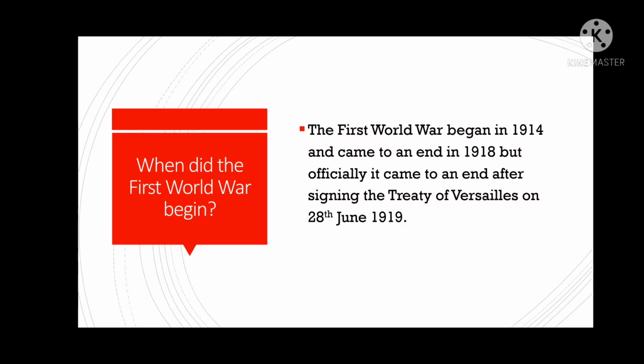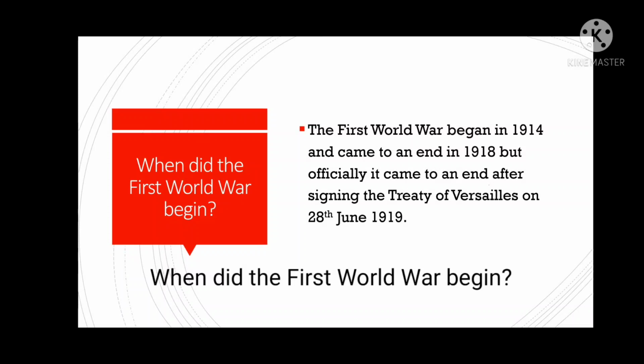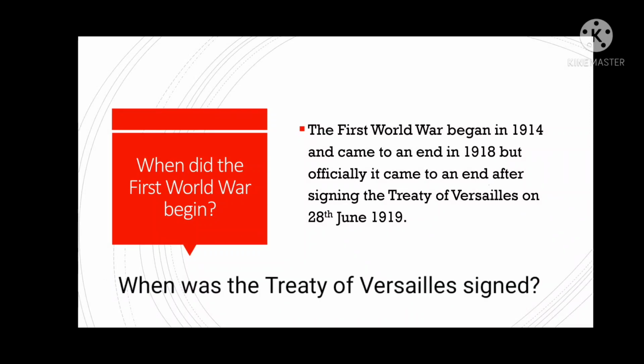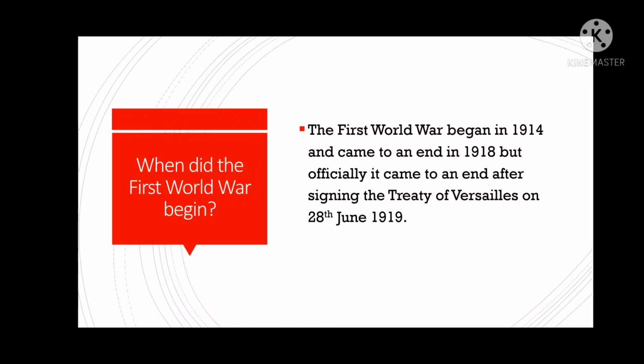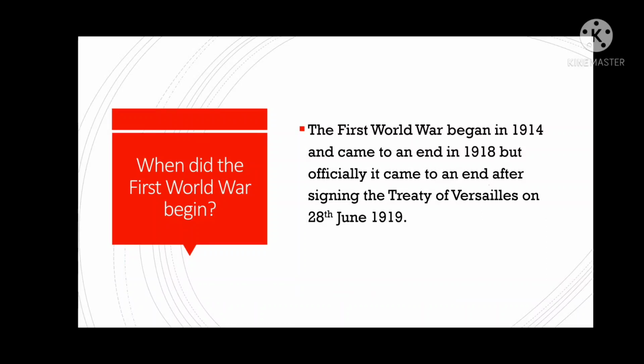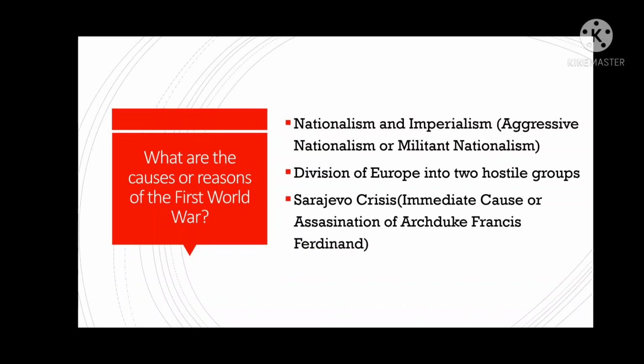These three questions they might ask you. When did the First World War begin? 1914. When did the First World War come to an end? 1918. When was the Treaty of Versailles signed? On 28th June 1919. Or they might even ask you, when did the First World War officially come to an end? 1919.